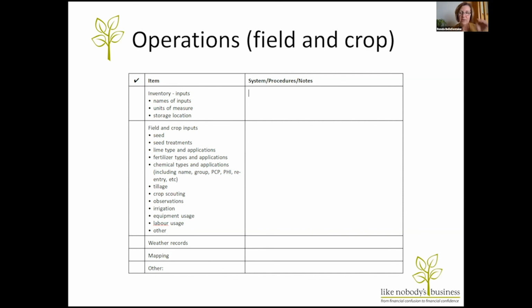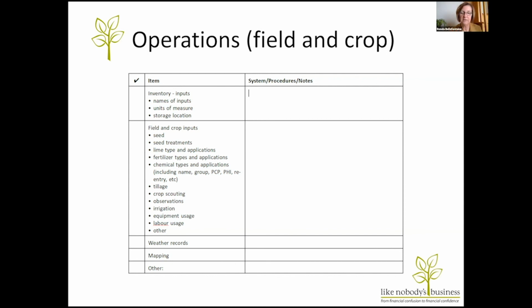I know an example in blueberries where one of the inputs is bees, and there was another, bear fences, I think was the other one. So those were part of the cost and part of the inputs used in the cropping. And so these categories were set up. Weather records is another thing that you can track, and mapping. So mapping the fields that you're using. There's a lot of that.